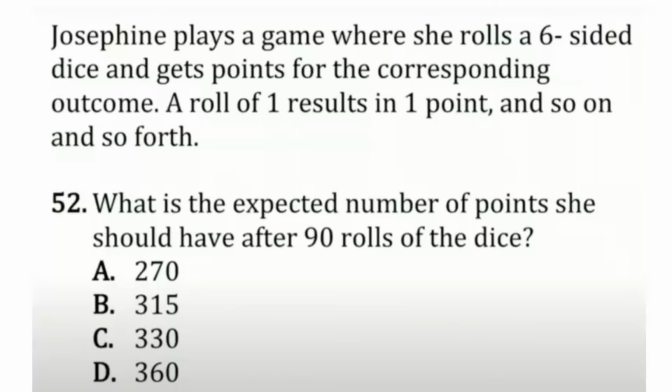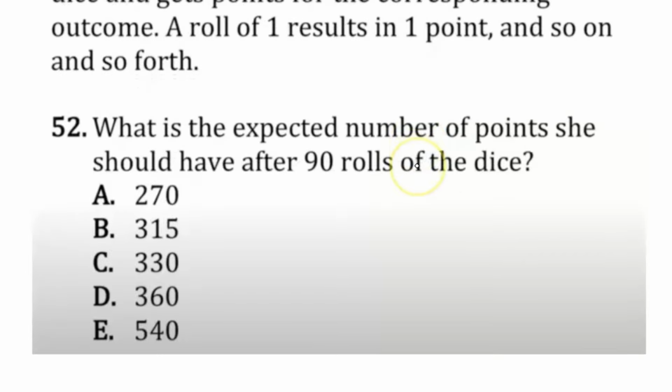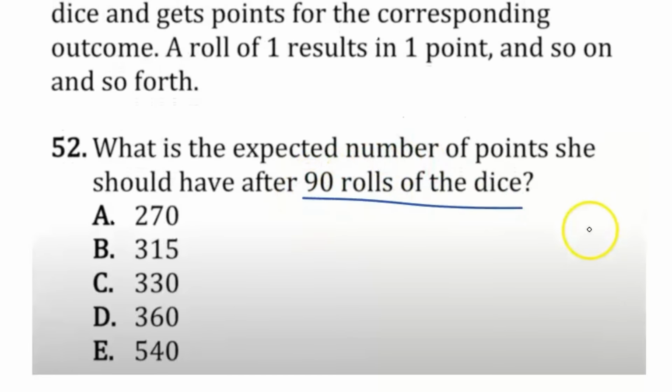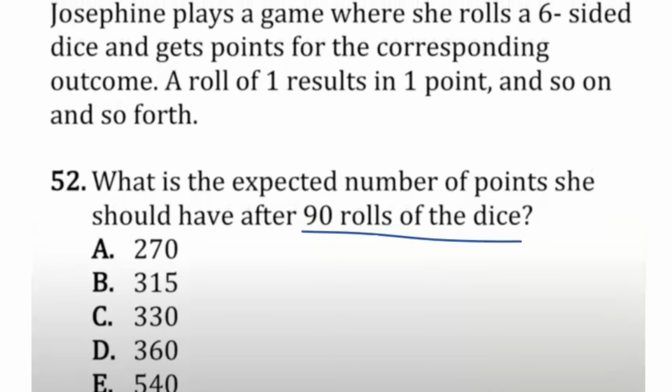Josephine plays a game where she rolls a 6-sided dice and gets points for each corresponding outcome. A roll of 1 results in 1 point, and so on. What is the expected number of points she should have after 90 rolls of the dice? If you take AP Stat, this one should be pretty easy. This is what we call a discrete random variable. Basically, we have a 6-sided dice, right?